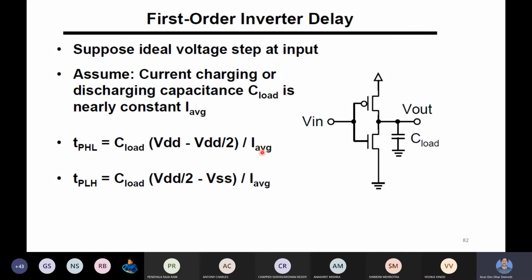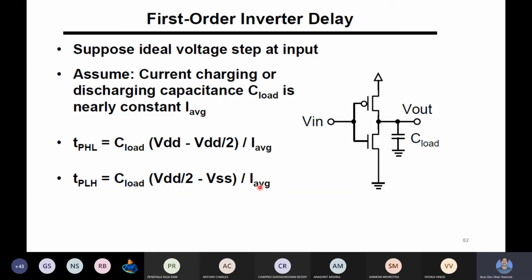Similarly, TPLH can be calculated as C load times the difference between VOL, which is basically VSS, and VDD by 2, divided by I average. Here I average will be calculated at 2 points, and in this case the current of the P mass will be taken. In TPHL, the current of the N mass is taken because only the N mass is on. During the transition from low to high, the P mass transistor will be on.